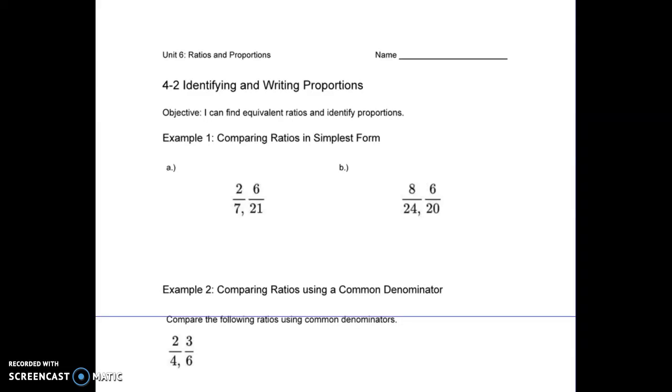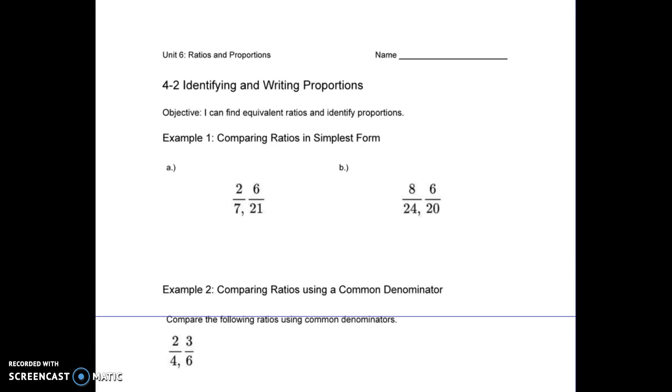Okay, today's lesson 4-2, identifying and writing proportions. Our objective is I can find equivalent ratios and identify proportions. So our first example is comparing ratios in simplest form. So that means we need to simplify these fractions or ratios.